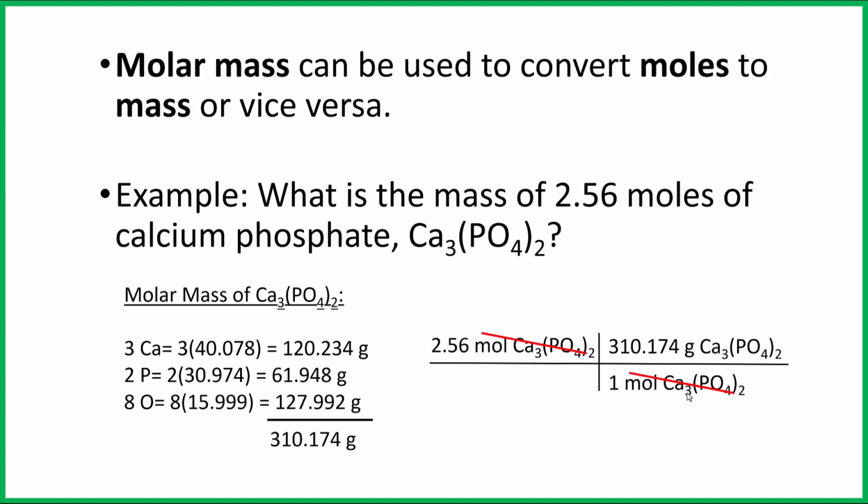And we're going to cancel those moles out, multiply across the top, and it'll give us 794.054 grams of calcium phosphate. And since we have 3 sig figs as our least number of sig figs in this problem, we're going to reduce this to 3 sig figs, 794 grams of calcium phosphate in 2.56 moles.